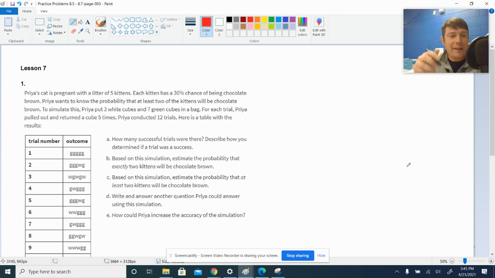Priya has a pregnant cat. It's going to have 5 kittens, a litter of 5. Each kitten has a 30% chance of being a beautiful chocolate brown coloring. Priya wants to know, what is the probability that at least 2 of these kittens are going to be chocolate brown?